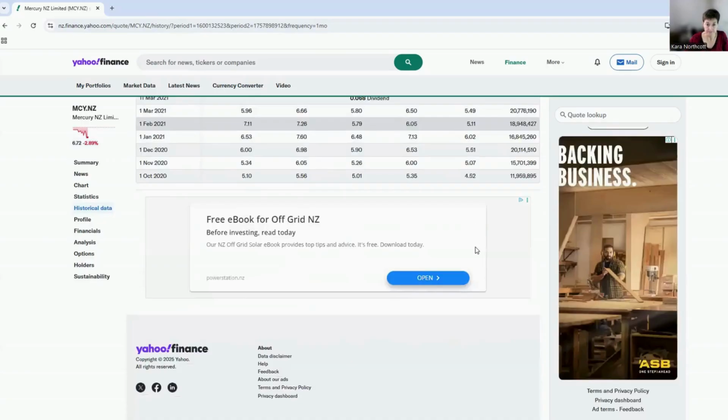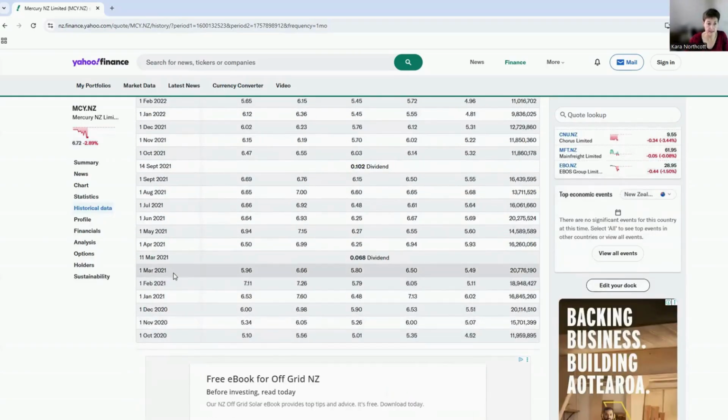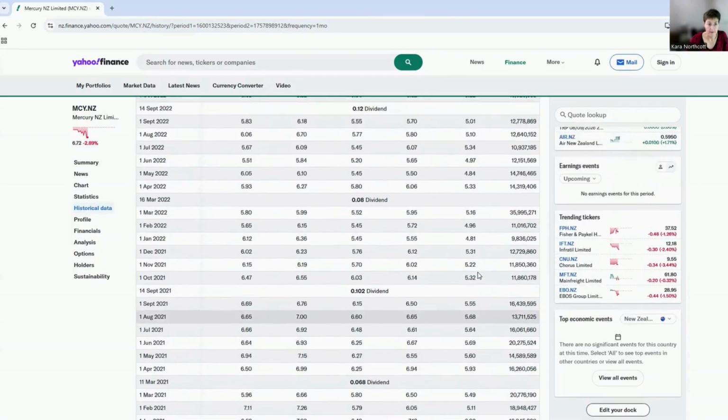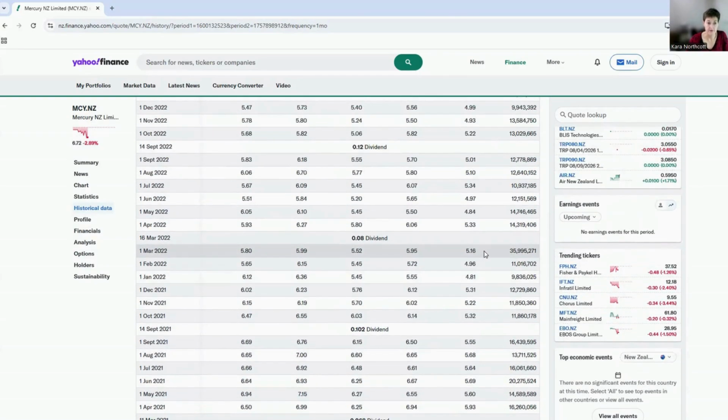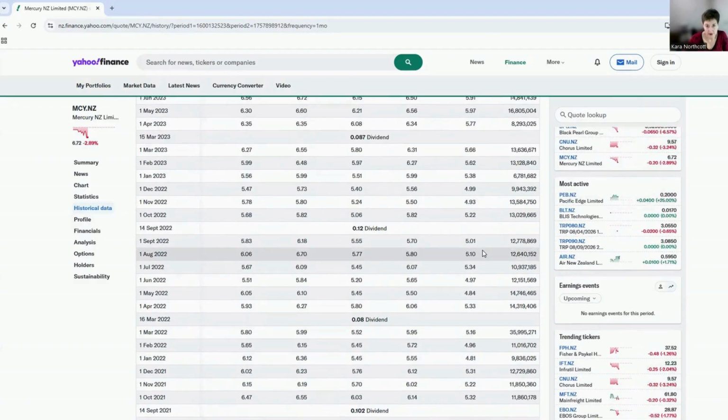Let's scroll down. And just for simplicity, let's have a look here. 1st of March 2021, Mercury Energy had a share price of $5.59. And if we just scroll back up a bit, we can see here on the 1st of March 2022, it had, or an adjusted value, if you like, of $5.16. That is not increasing by 15% each year. So again, Mercury wouldn't be on the radar based on these fundamental analysis.